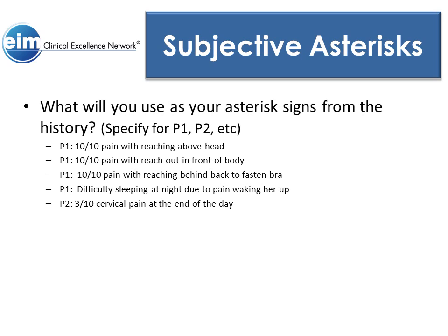My asterisk signs for P1 are the 10 out of 10 pain for reaching above her head, reaching in front of her body, as well as behind her back to fasten her bra, and the difficulty sleeping at night due to pain waking her up. P2 is a 3 out of 10 cervical pain at the end of the day.